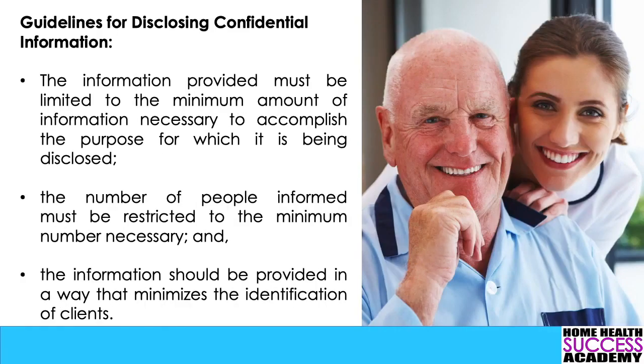There are also guidelines for disclosing confidential information. The information provided must be limited to the minimum amount necessary to accomplish the purpose for which it is being disclosed. The number of people informed must be restricted to the minimum number necessary, and only to the people who actually should have that information. The information should be provided in a way that minimizes the identification of the clients. So this is where your agency must put together certain provisions, policies and procedures.